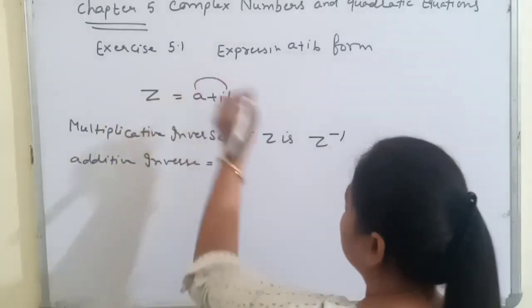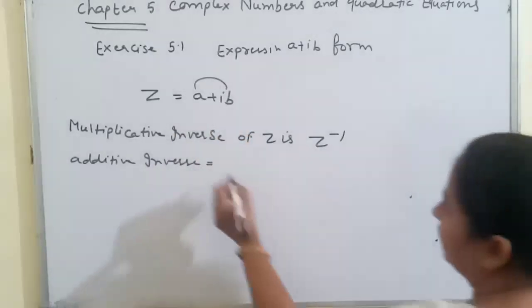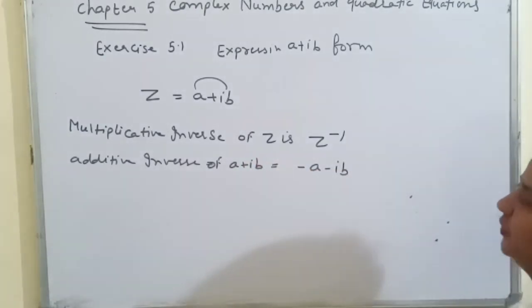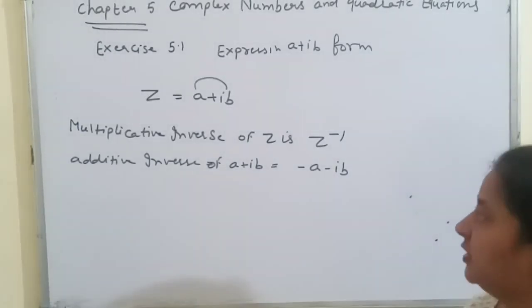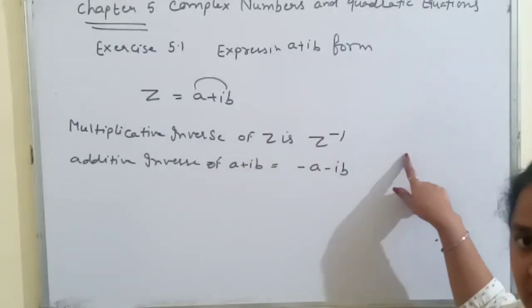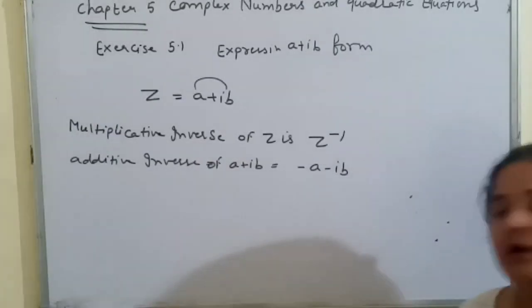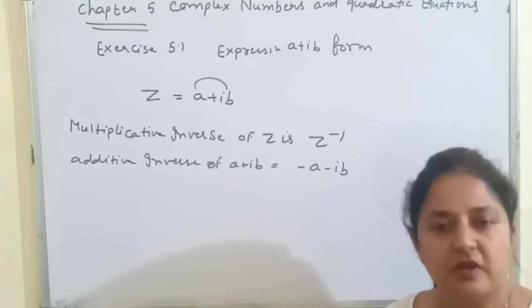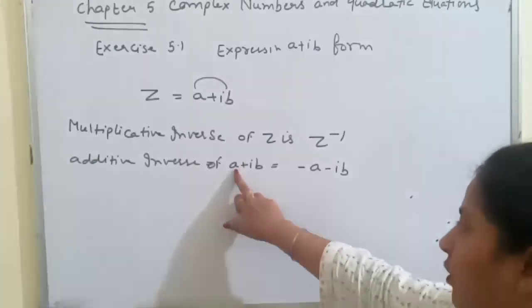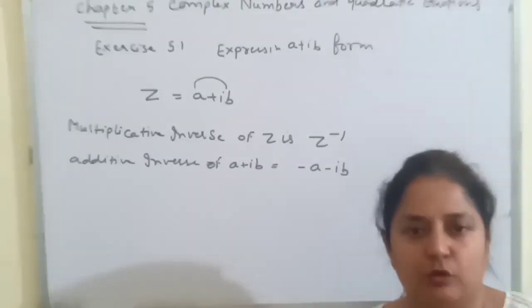When we have to find the additive inverse of a complex number, we just have to change the sign of both terms. So the additive inverse of a plus iota b is minus a minus iota b. When we have to find the multiplicative inverse of a complex number, firstly take the reciprocal of the given complex number, then solve it and write it in the form a plus iota b. For the additive inverse, change the sign of the terms. If they are positive, change them into negative. If they are already negative, convert them into positive.